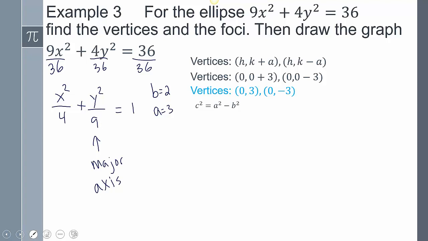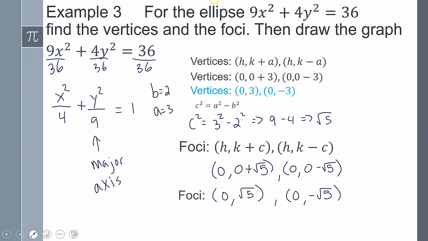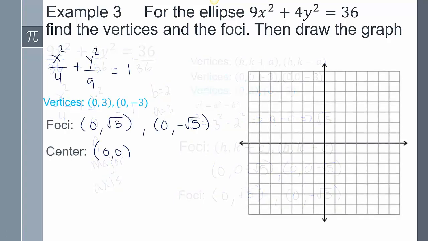To find what my c is, a squared minus b squared, and so I get c equals radical 5. So here are those foci equations. I plug in my c and negative c, my h is 0, my k is 0, so plugging all those in there, my foci are going to be 0, root 5, and 0, negative root 5.